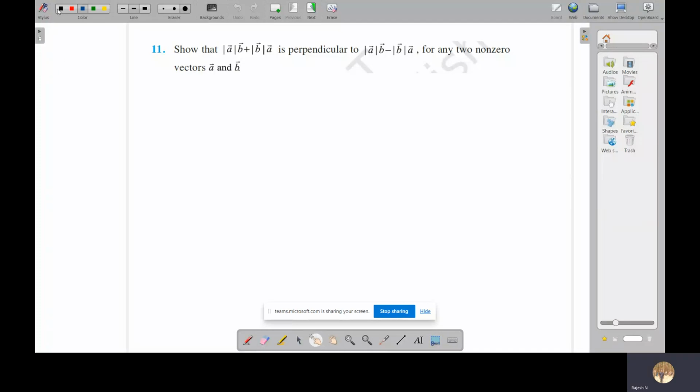So our first question is this: modulus a bar dot b bar plus modulus b bar dot a bar is perpendicular to modulus a bar dot b bar minus modulus a bar. You know, a bar and b bar are perpendicular vectors, then a bar dot b bar is equal to 0. So now we have to take the dot product of these two vectors. So what is a dot product?